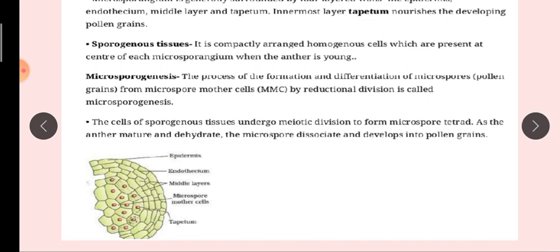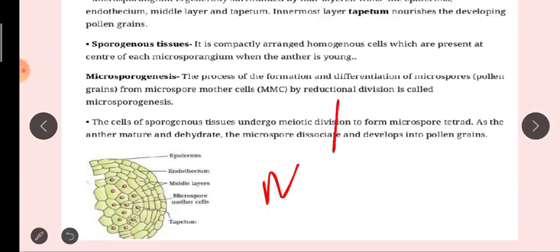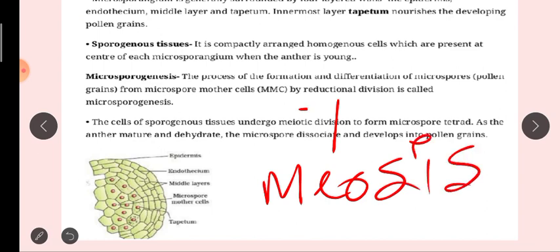And how are these being formed? By reductional division. And what is the meaning of reductional division? It means meiosis. Reductional division means meiosis. Also please note down that microspore and pollen grains are the same. The word microspore is also used for pollen grains.